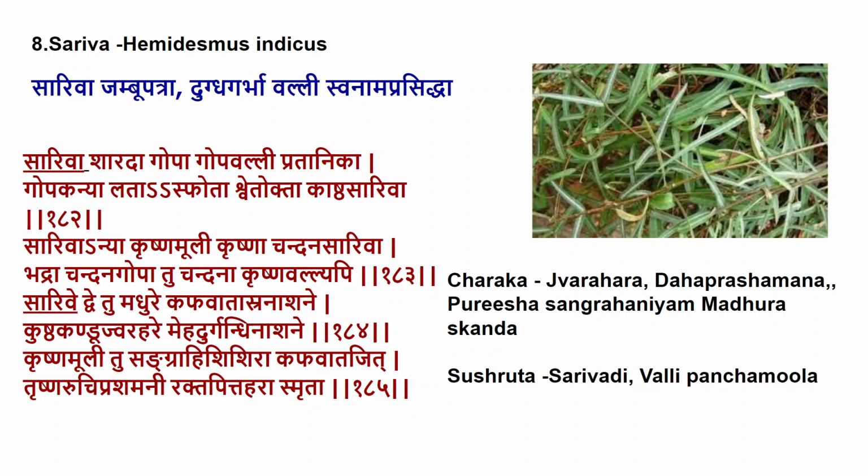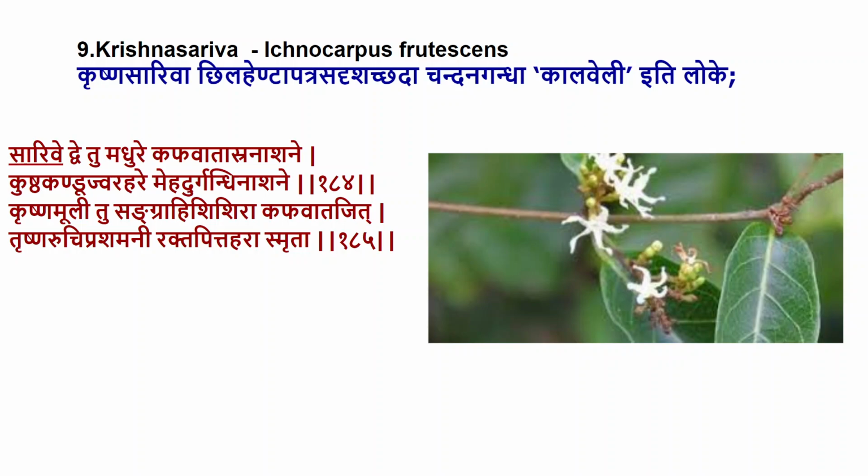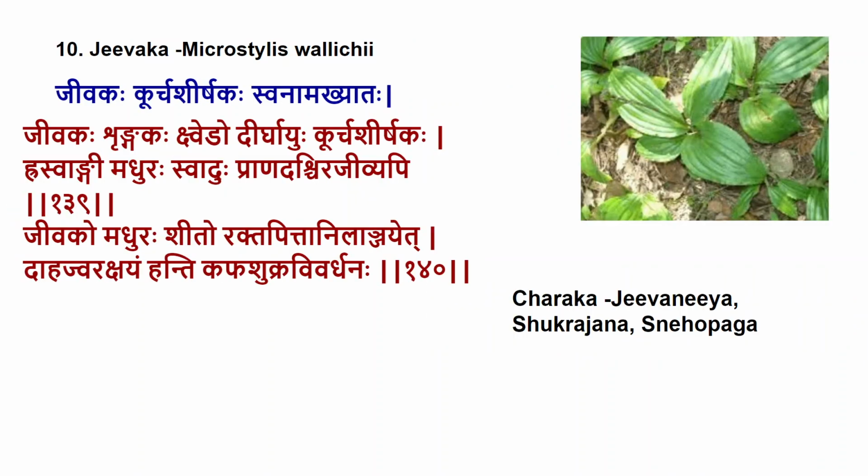In Charaka, Sariva is mentioned in Jwarahara Gana, Daha Prashamana Gana, Purisha Sangrahaniya, and Madhura Skanda. That's about the Sariva as a plant. Krishna Sariva also is mentioned in the same context, and the botanical name of the Krishna Sariva could be Ichnocarpus frutescens. Krishna Sariva, Chilahenta, Patrasadasha Chada, Chandana Gandha, Kalavedi iti loke. Now, the same as what we have discussed in the previous Dravya, the Krishna Sariva properties are already discussed: Krishna Aruchi Prashamani, Raktapitta Harasmita.